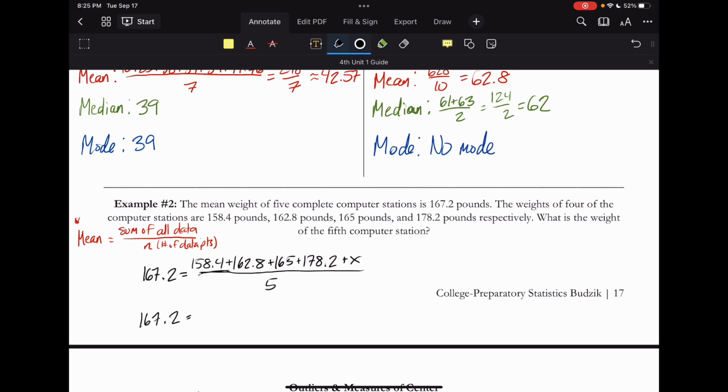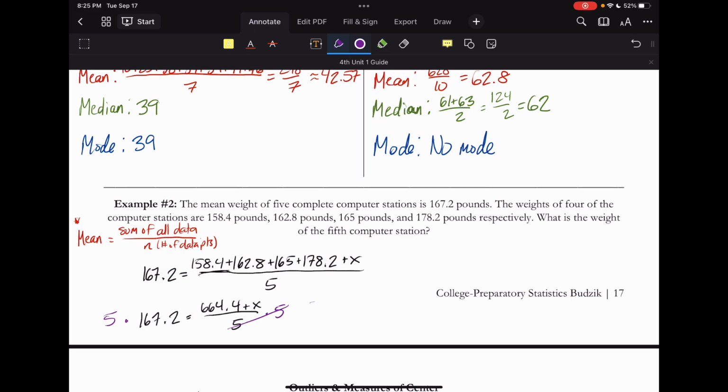Okay, 158.4 plus 162.8. So this gives me 664.4 plus x divided by 5. So now remember, we have this fraction. In order to get rid of a fraction, you're going to multiply both sides by the denominator. So I'm going to multiply both sides by 5.